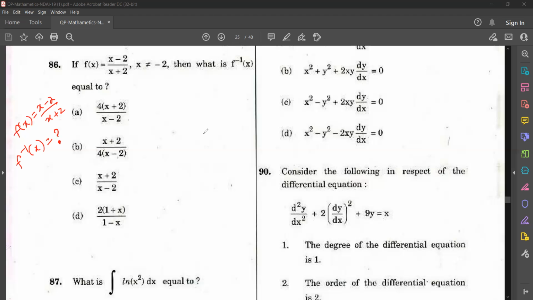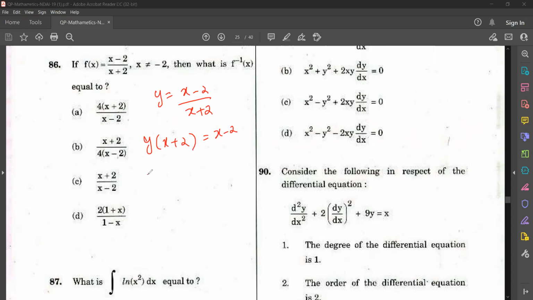Okay, so how to do this? For this, we have to put y is equal to x minus 2 by x plus 2. Now, you have to express x in terms of y first. So that will become y into x plus 2 is equal to x minus 2. So xy plus 2y is equal to x minus 2.